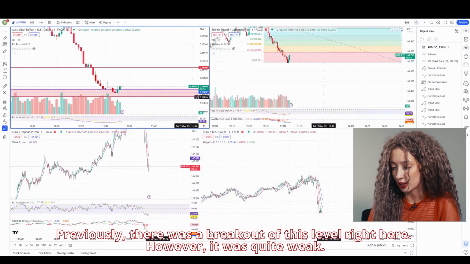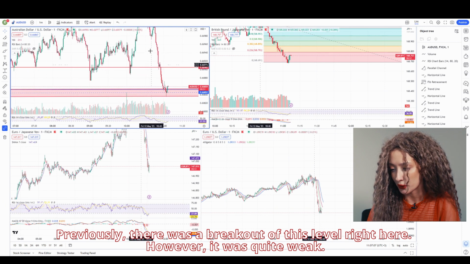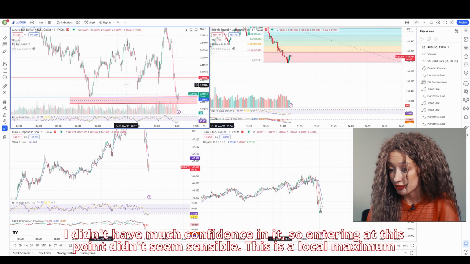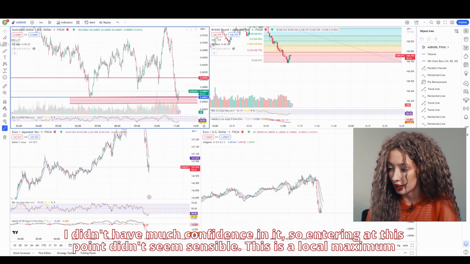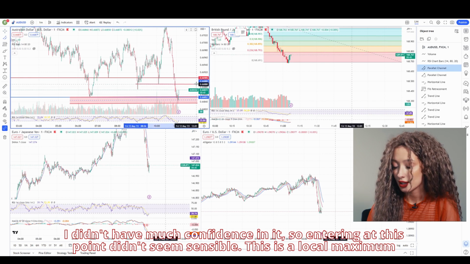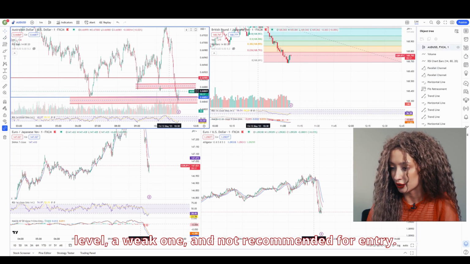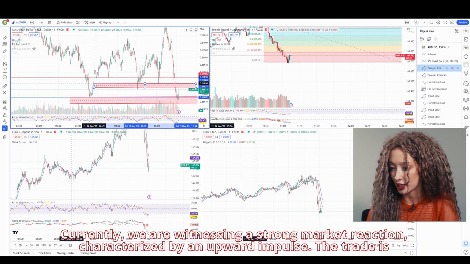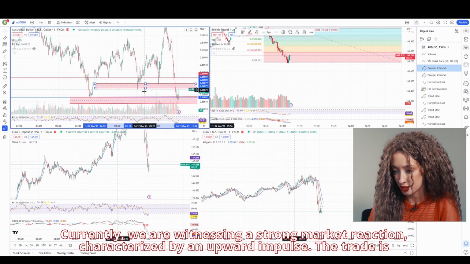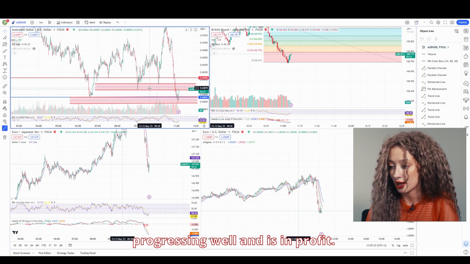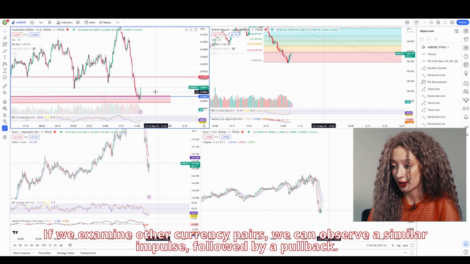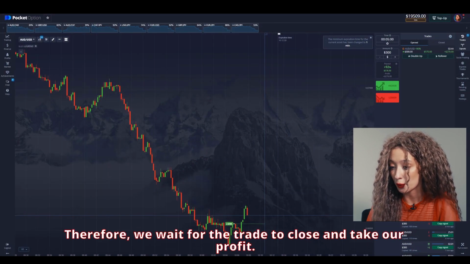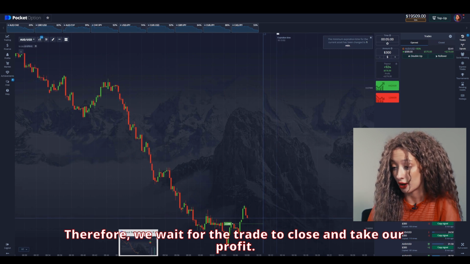Previously, there was a breakout of this level right here. However, it was quite weak. Let me illustrate it now. I didn't have much confidence in it, so entering at this point didn't seem sensible. This is a local maximum level, a weak one, and not recommended for entry. Currently, we are witnessing a strong market reaction characterized by an upward impulse. The trade is progressing well and is in profit. If we examine another currency pair, we can observe a similar impulse followed by a pullback. Therefore, we wait for the trade to close and take our profit.